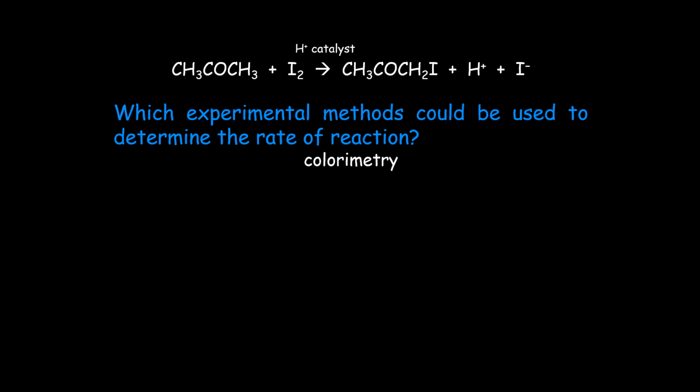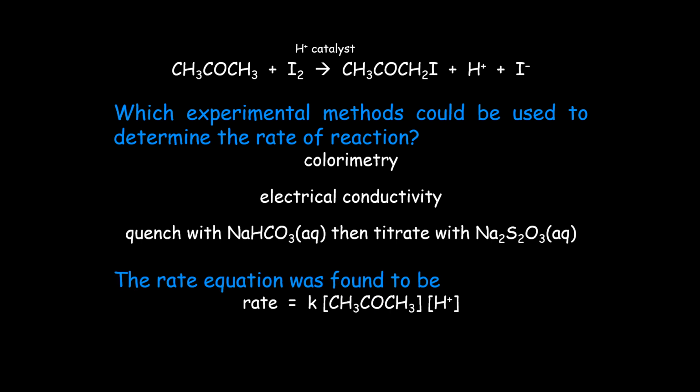We could use colorimetry because we've got iodine, which is a brown solution, going to iodide, which is colourless. We've got electrical conductivity because we've got 0 moles of ions on the left-hand side and 2 moles of ions on the right-hand side. We could remove an aliquot and then quench with sodium hydrogen carbonate and then titrate with the sodium thiosulfate. And remember, sodium thiosulfate is used to titrate for iodine.